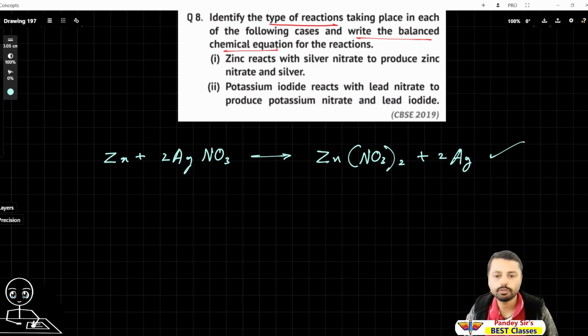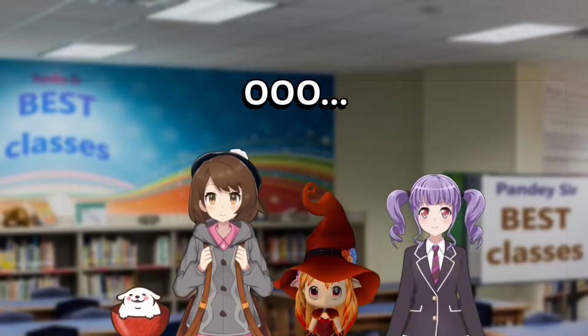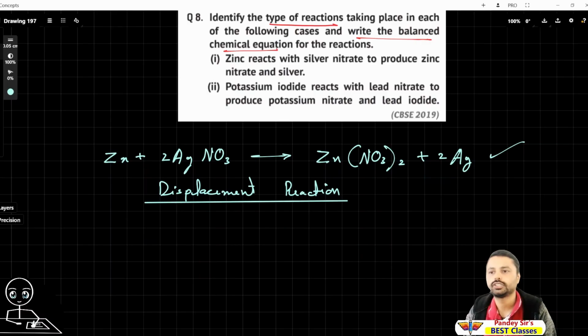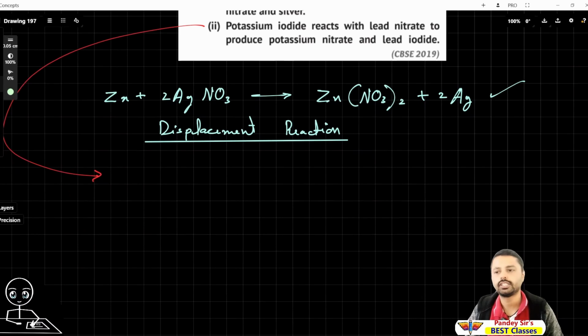Now this is what type of reaction? It's a displacement reaction.